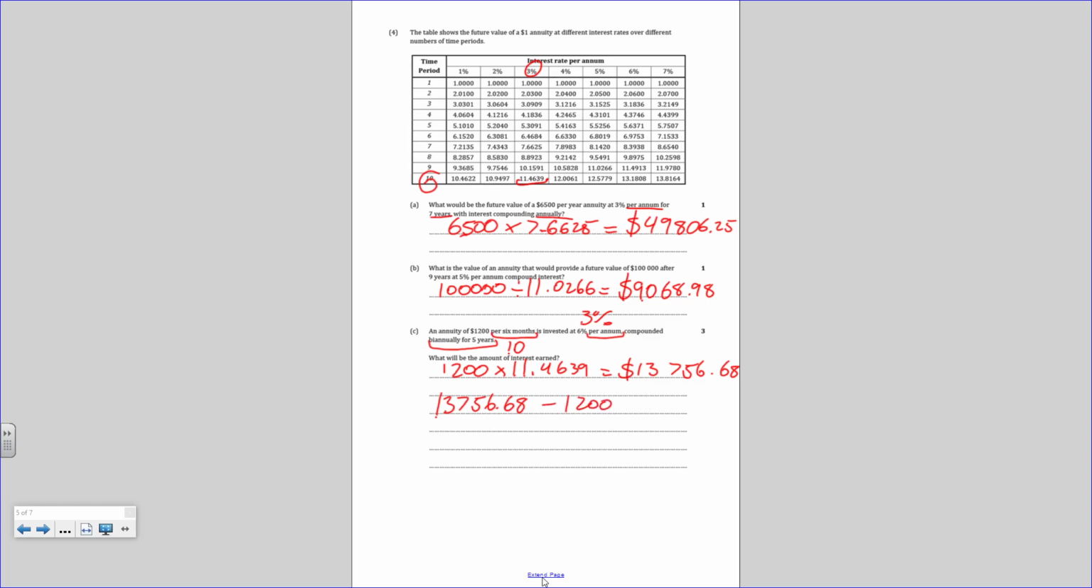The problem is, we haven't just put in 1 lot of 1,200, we put in 10 lots of 1,200. Remember, we're doing it every 6 months for 5 years. So really what we should be doing is subtracting 10 lots of 1,200, which is $12,000, and when you do this, you'll get $1,756.68. So we've got our future value of $13,756.68. Subtracting $12,000 will get the answer.